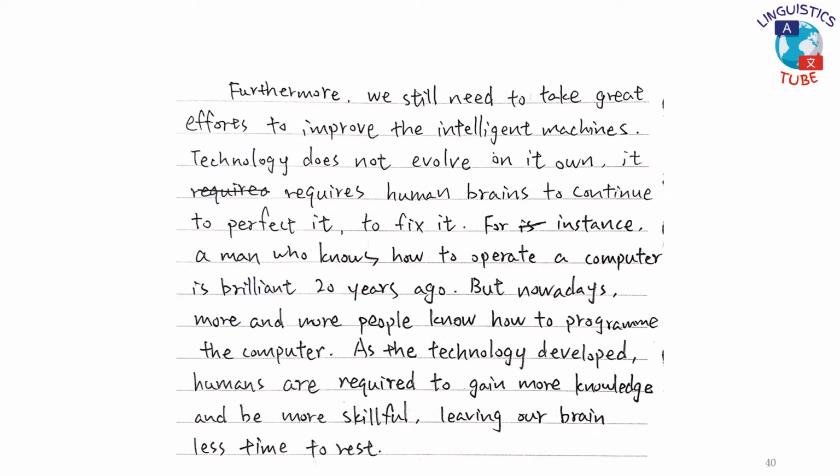Furthermore, we still need to take great efforts to improve the intelligent machines. Technology does not evolve on its own. It requires human brains to continue to perfect it, to fix it. For instance, a man who knows how to operate a computer is brilliant 20 years ago. But nowadays, more and more people know how to program the computer. As the technology developed, humans are required to gain more knowledge and be more skillful, leaving our brain less time to rest.